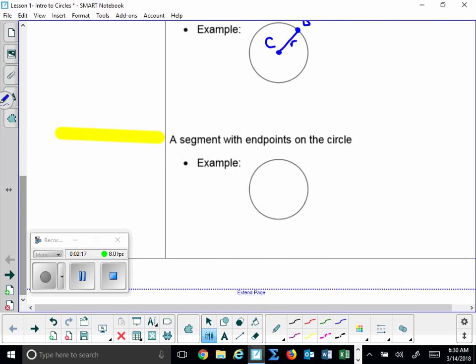If you are a segment with endpoints on the circle, let's say A and B, you are a chord. Notice that this example did not go through the center of the circle. And we would write this as segment AB.